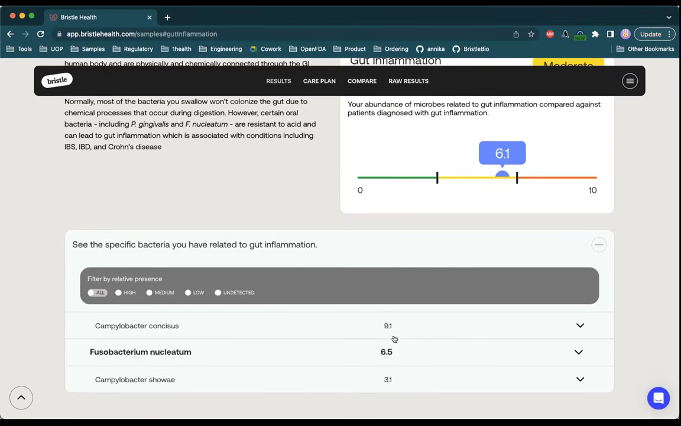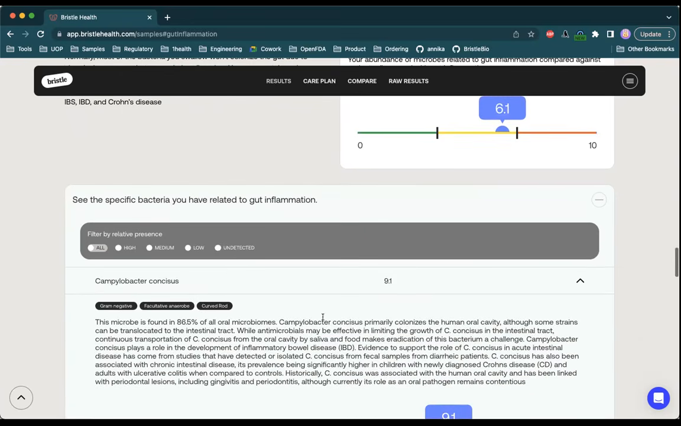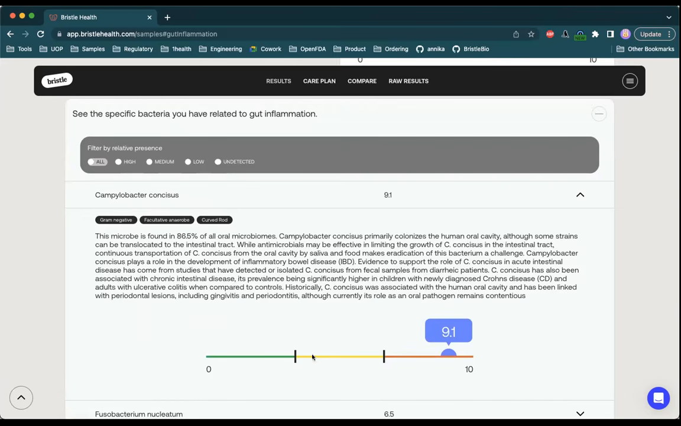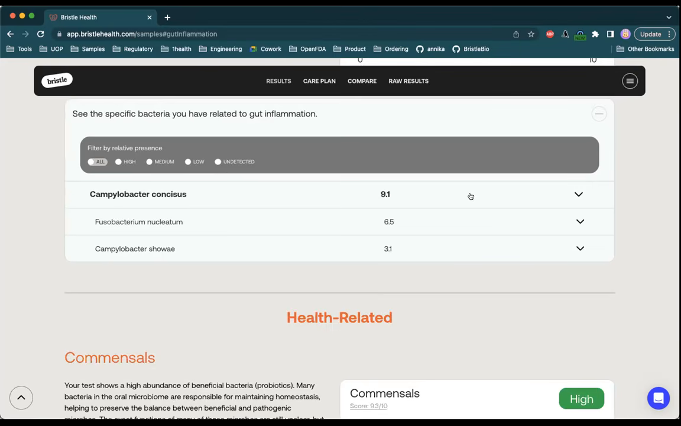A lot of people are similar to mine, where they have a lot of Campylobacter or Fuso, and these can traverse the gut and cause inflammation because they're in places they're not supposed to be. This microbe has a lot of information on it. Campylobacter concisus is associated with IBD, diarrhea, and Crohn's disease, and has a number of associations. This is one that I would like to see much lower, which I think I did lower in my next test. Yeah, there's a connection between Crohn's and periodontal disease.